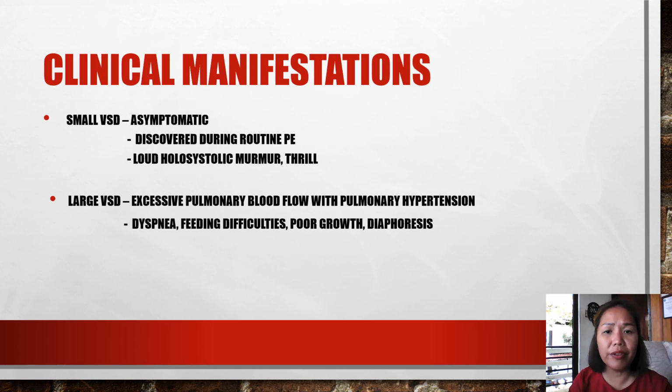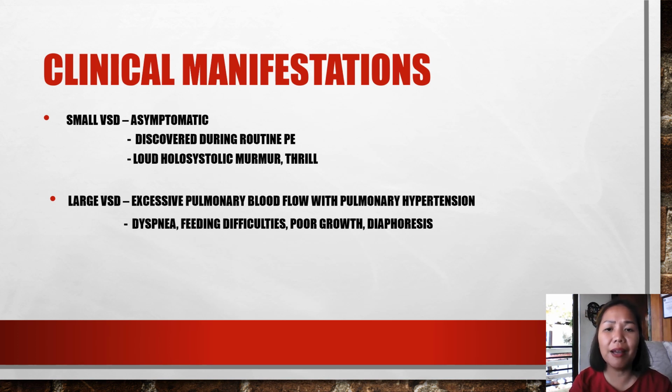Patients with a small ventricular septal defect are asymptomatic with normal growth and development. It can be discovered during routine physical exam with an auscultatory finding of a loud holosystolic murmur and with presence of thrill. Patients with large ventricular septal defect have heart failure signs due to excessive pulmonary blood flow, such as dyspnea, exercise intolerance, diaphoresis, feeding difficulties, and failure to thrive.